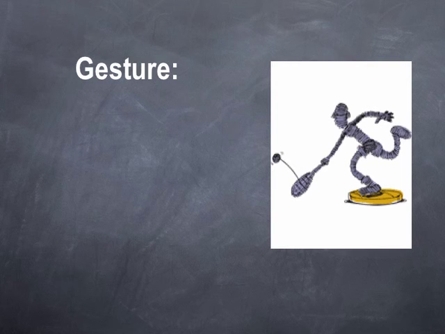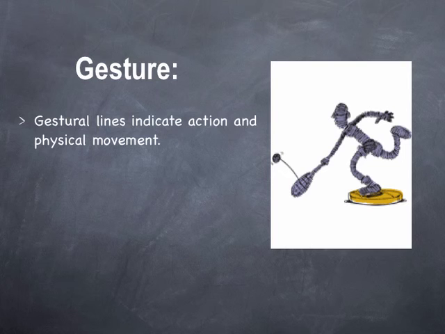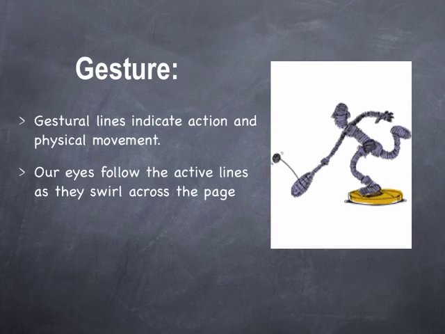So the kind of drawing that most sculptors do is called gesture drawing. And gestural lines indicate action or physical movement. Your eyes follow the active lines as they swirl across a page, or in this case, they swirl across a sculpture of someone who is playing tennis.